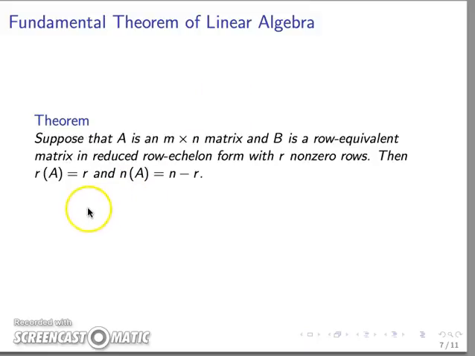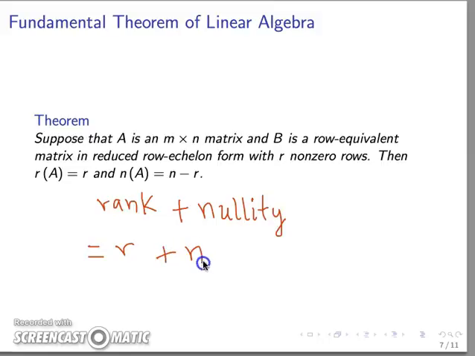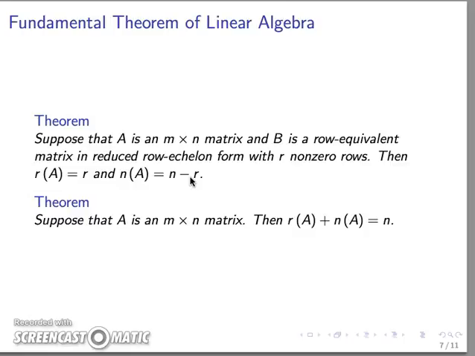And one thing that is implied here is that if we add the rank and the nullity of the matrix, this would be adding r plus n minus r, then we see that this equals the number of columns in the matrix. So the dimension of the column space added to the dimension of the null space is always going to add to the number of columns in the matrix. And this is a theorem that is known as the fundamental theorem of linear algebra.